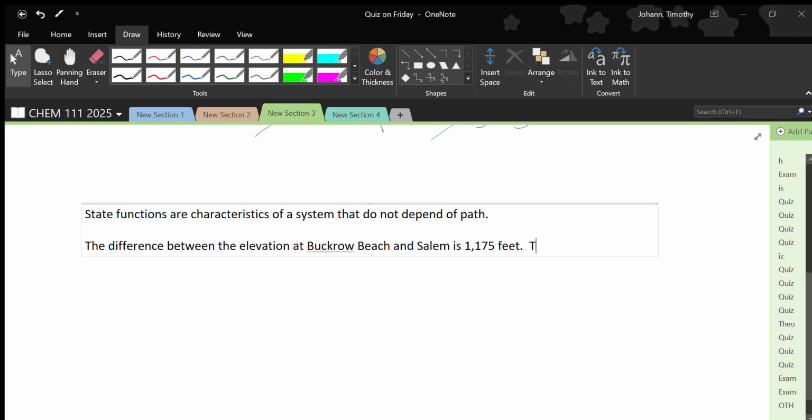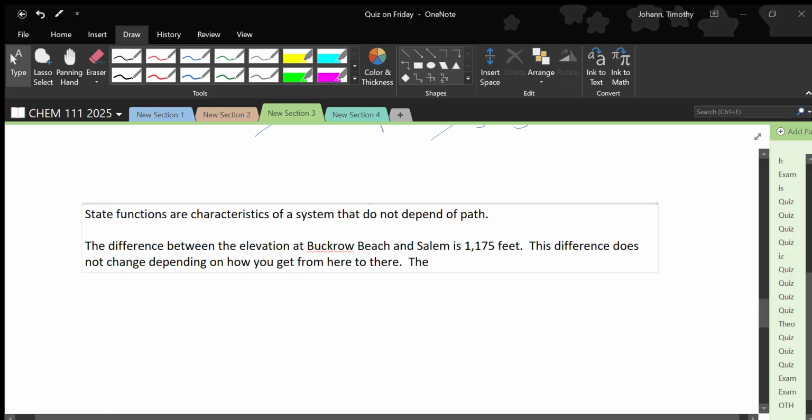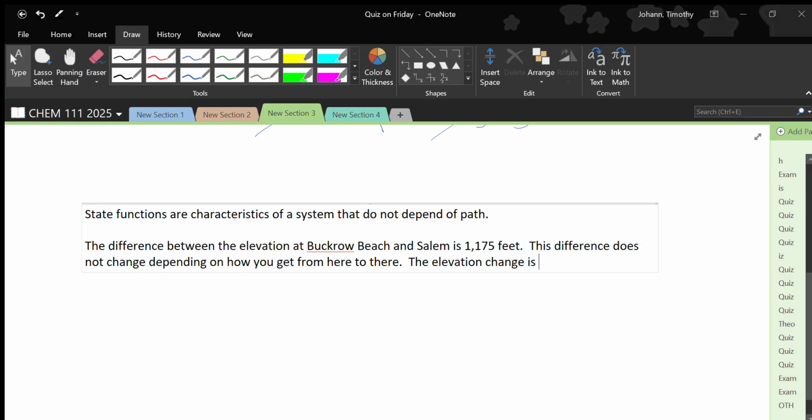All right? This difference in the elevation does not change dependent on how you get from here to there. Okay, does that make sense? So the elevation change is a state function. Does that make sense? Doesn't matter.